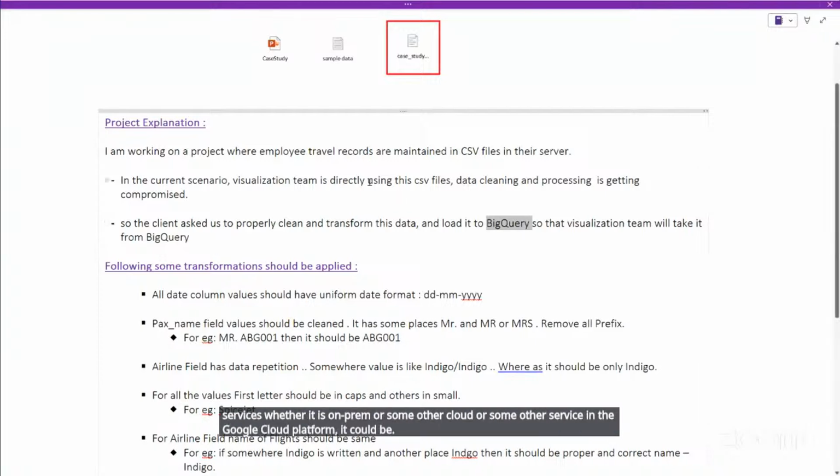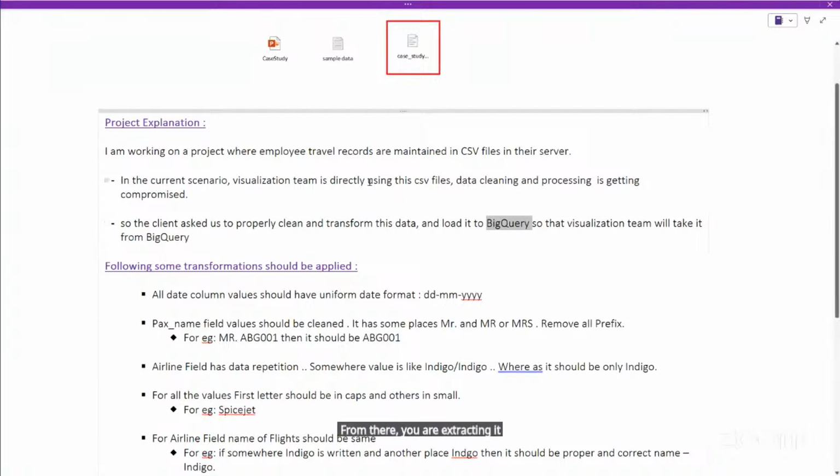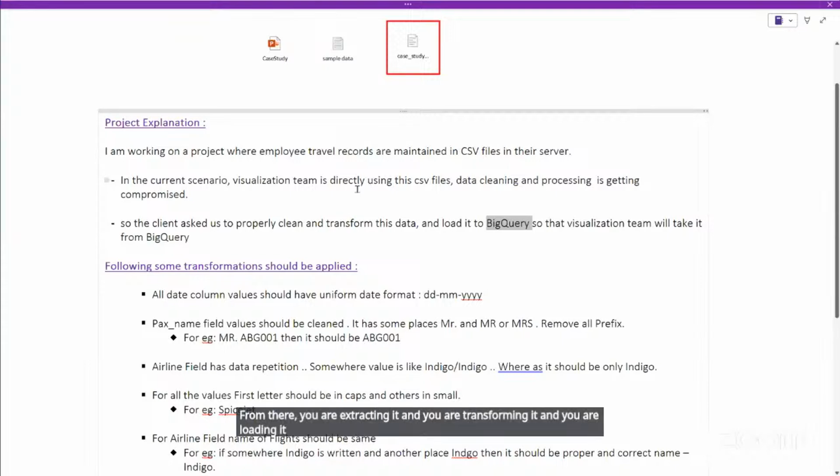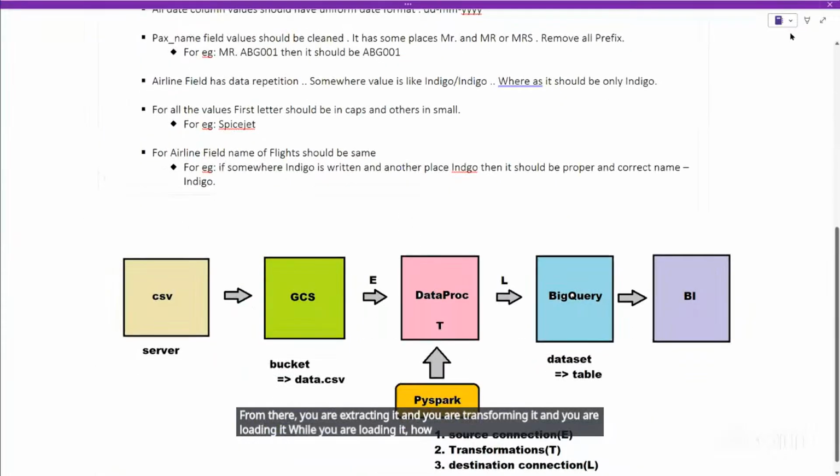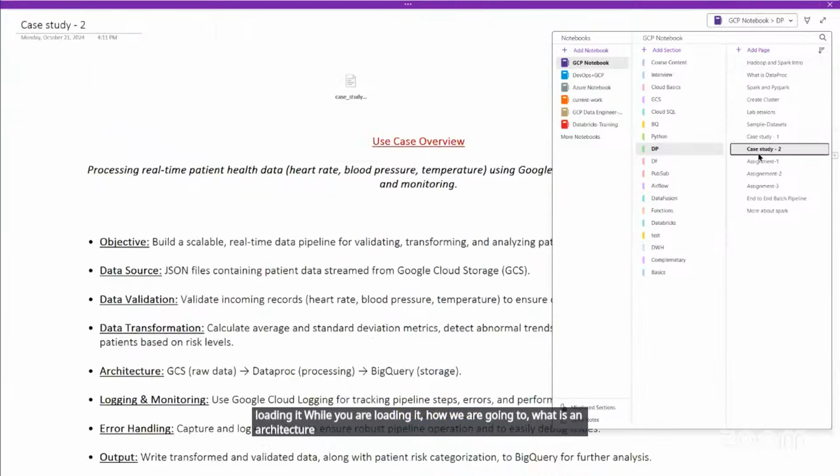From there, you are extracting it, transforming it, and loading it. While you are loading it, what is the architecture? And the same thing for the case study also.